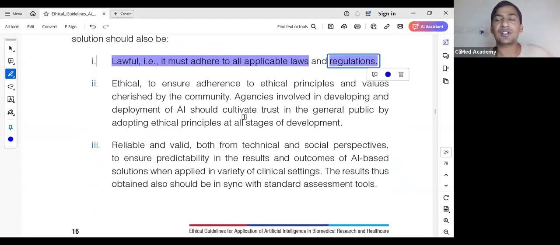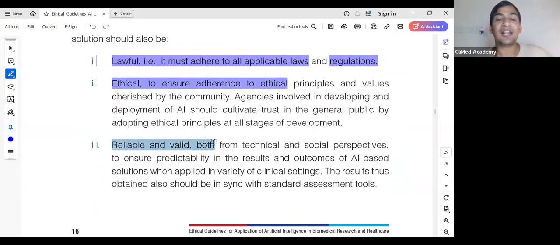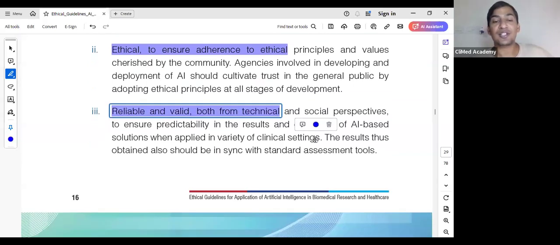or taking an illegal path to develop software or applications which can take answers from anywhere, which are sometimes not legal. So whenever you are building trust, it should be lawful, and it should be ethical, which means ensuring the ethical principles and values of the community. And then it should be reliable and valid, from both the technical and social perspectives.